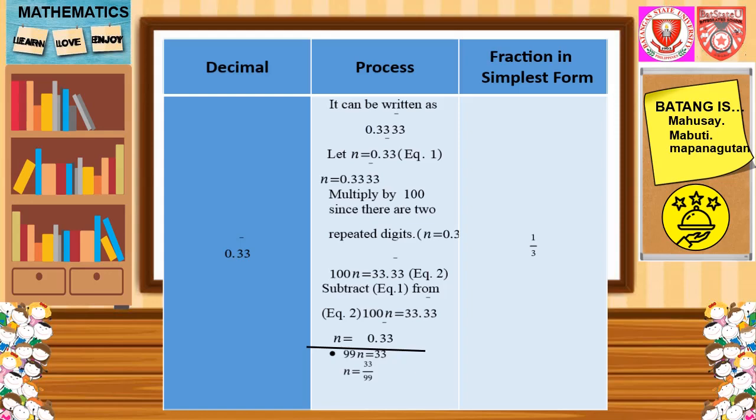Then we're going to subtract equation 1 from equation 2. So 100n equals 33.33 bar minus n equals 0.33 bar. Then the difference is 99n equals 33, and n is equal to 33 over 99. Therefore, the fraction form is 1 over 3 because this is the simplest form of the given fraction 33 over 99.